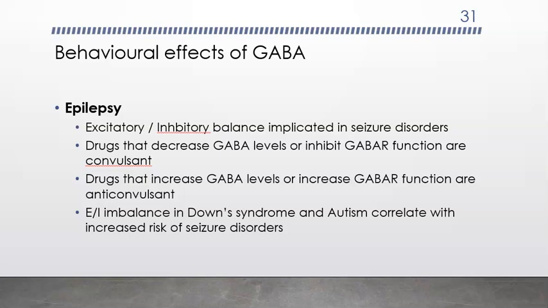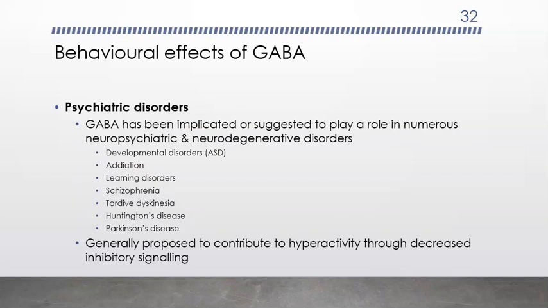This EI imbalance in Down syndrome and autism then correlates with the increased risk of seizure disorders as well. So that's another reason why this EI imbalance is implicated in a number of disorders where you see a large comorbidity with epilepsy or other seizure disorders.